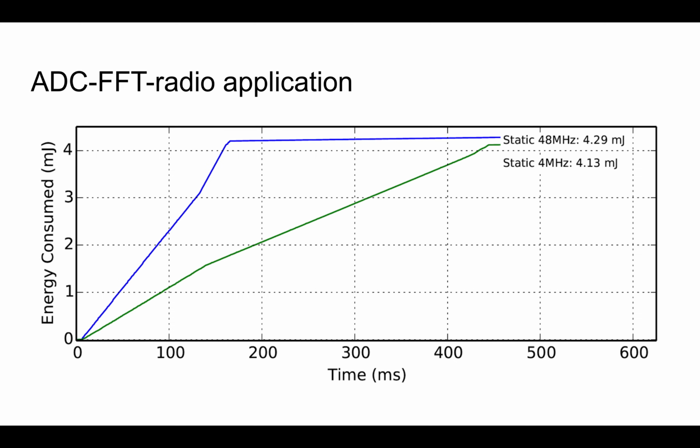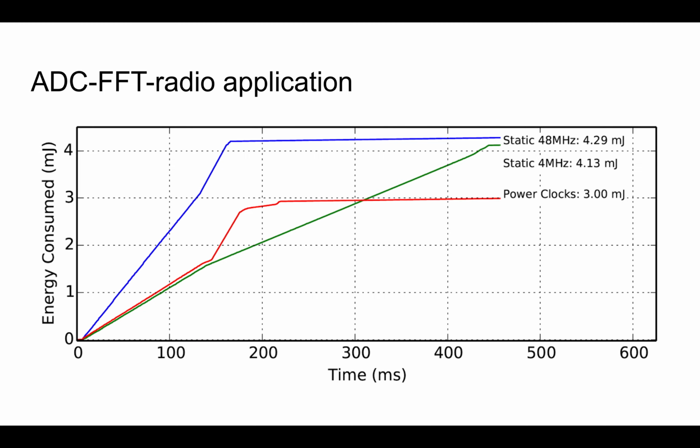On the other hand, when using a low power 4 MHz static clock, the application spends around the same amount of time, but almost half the energy sampling the ADC. However, it then spends most of its time and energy calculating the FFT before sending data over radio. Lastly, Power Clocks achieves the best of both static choices.